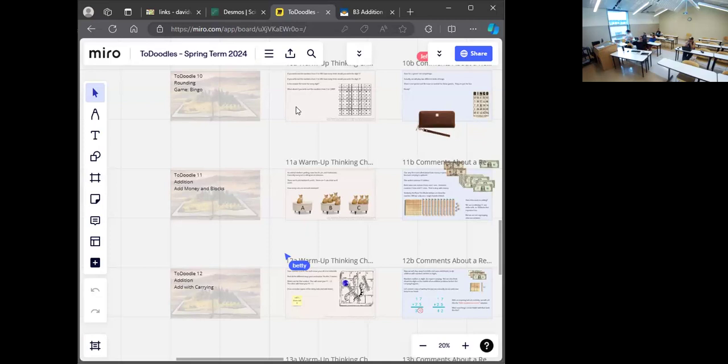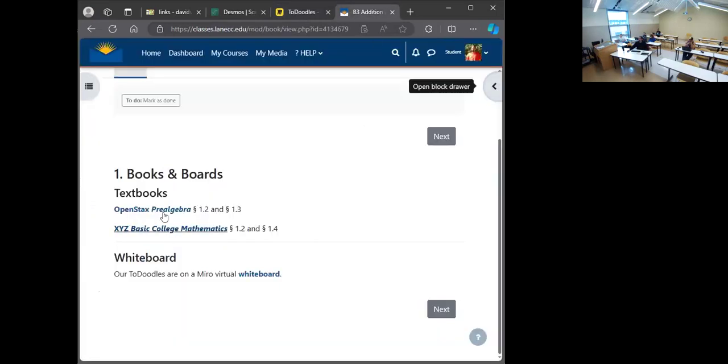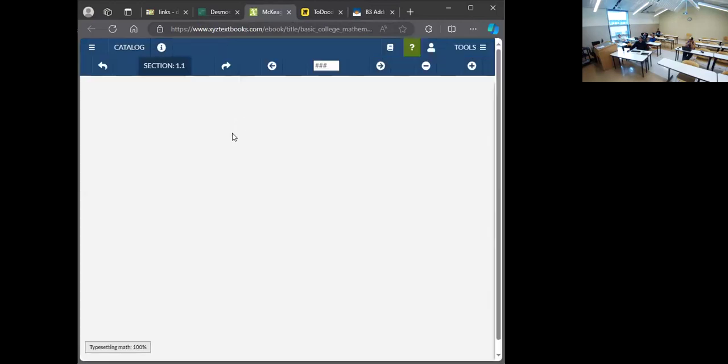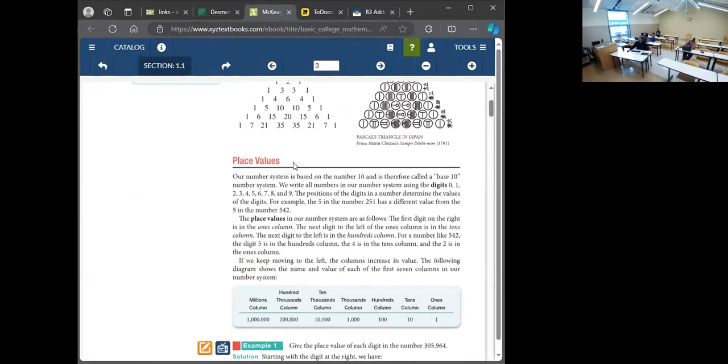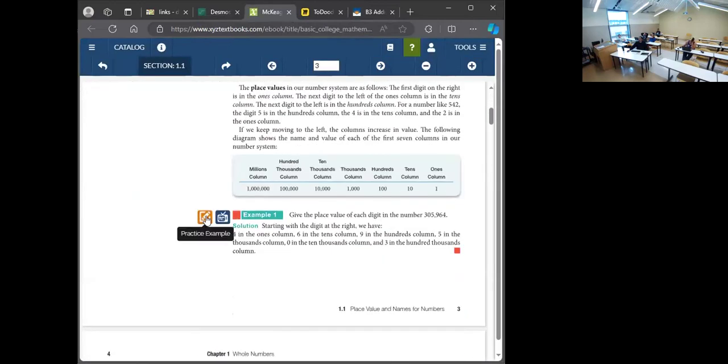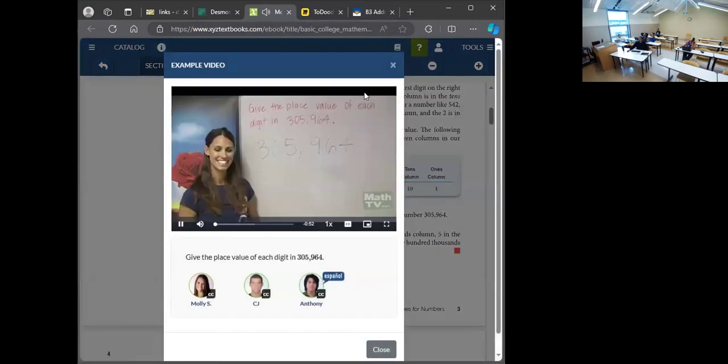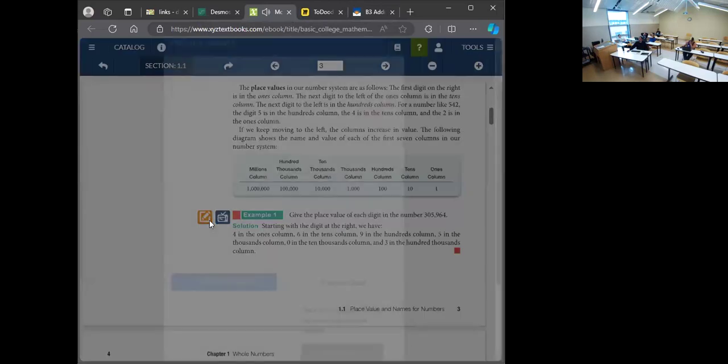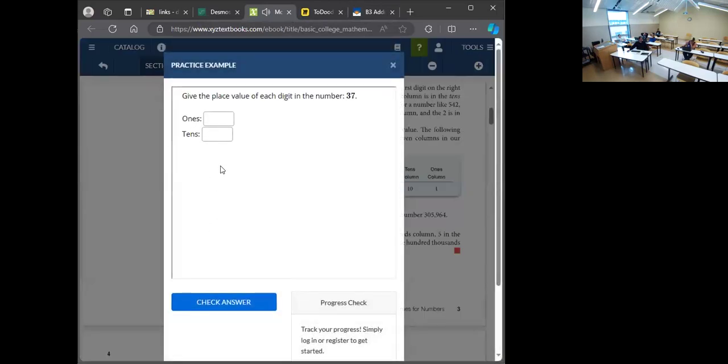Okay, anyway, so that whiteboard is also that we do the same things together. Of the two books, the one that starts with XYZ is a much better one. The reason it's better is that for every single example problem, you can say, show me some videos about this, including one in Spanish. And you can say, give me a similar problem to practice.